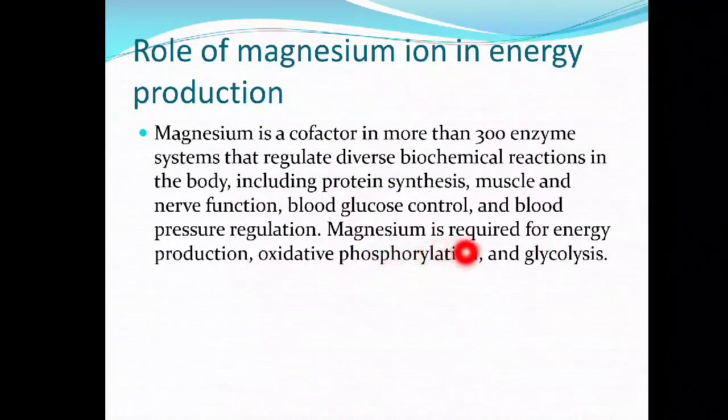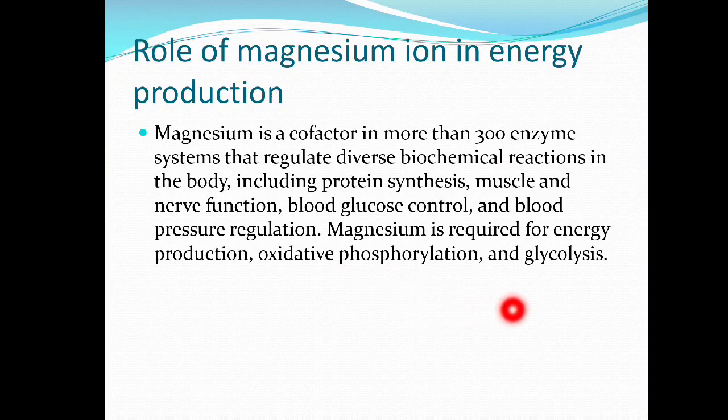Particularly, magnesium is required for energy production in two stages, that is in oxidative phosphorylation as well as glycolysis. You remember oxidative phosphorylation is the electron transport chain, where magnesium plays an important role in the production of ATP molecules.